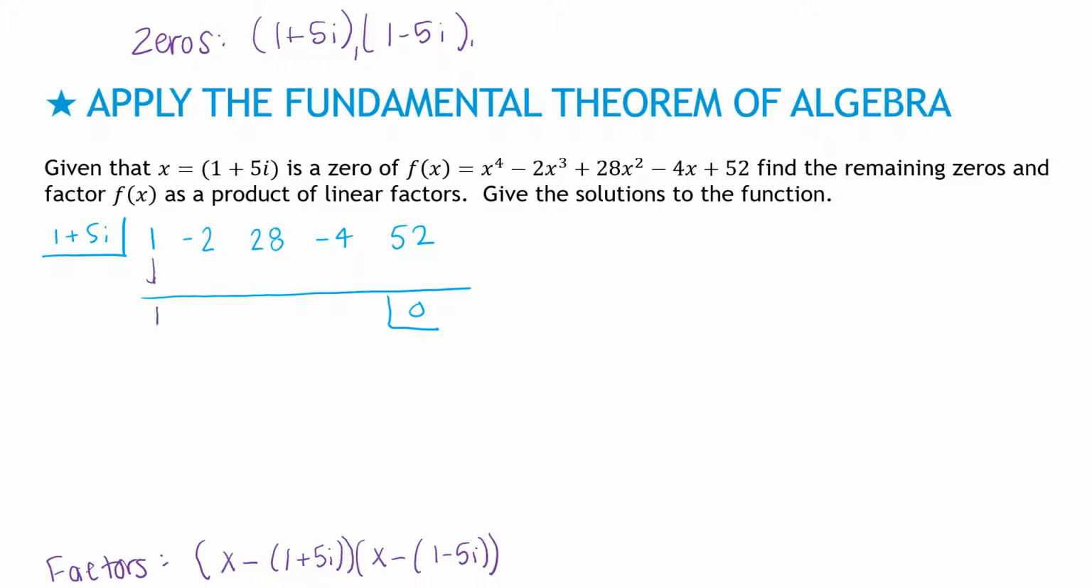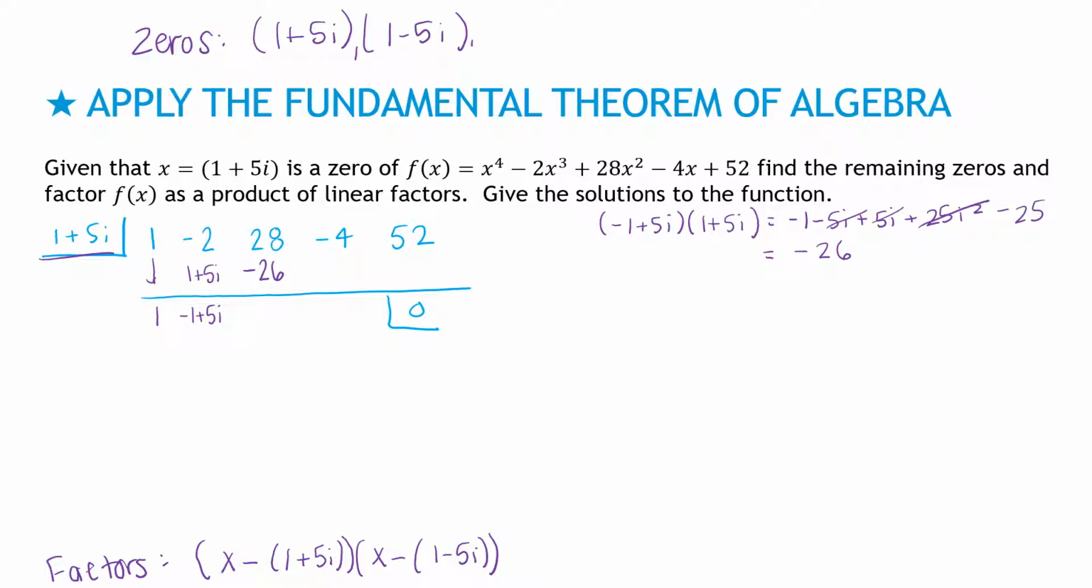Bring down the 1. Take 1 times 1 plus 5i, so 1 plus 5i. Add negative 2 to 1 plus 5i, giving me negative 1 plus 5i. And now I'm going to have to FOIL negative 1 plus 5i multiplied by what's in the box, which is 1 plus 5i. That gives me negative 1 minus 5i plus 5i plus 25i squared. So remember, this is essentially going to be 25 times negative 1, so this is actually negative 25. Combine like terms, these babies go away. I get negative 1 minus 25, or negative 26. That goes here.